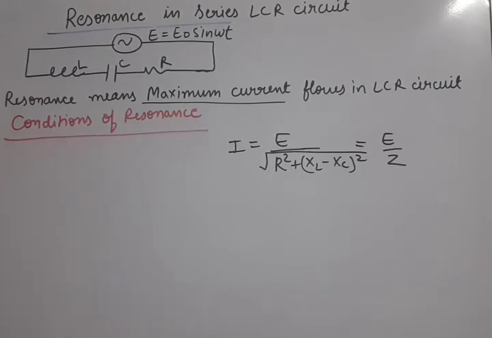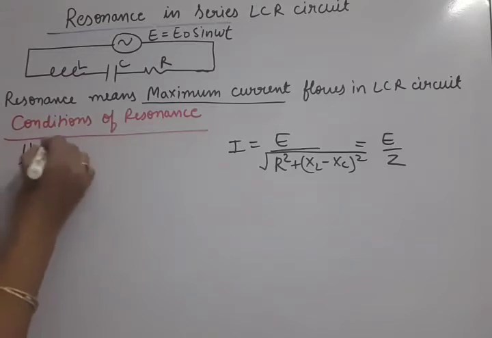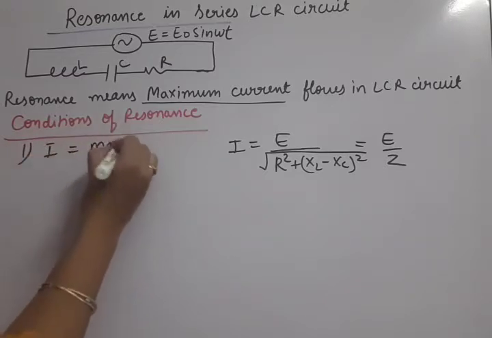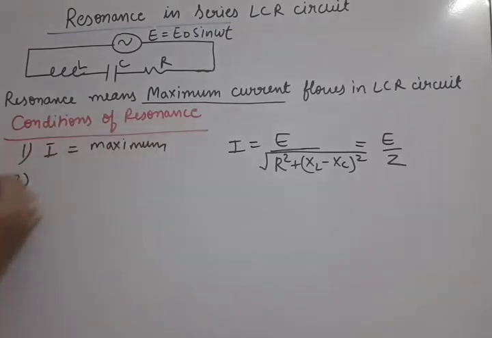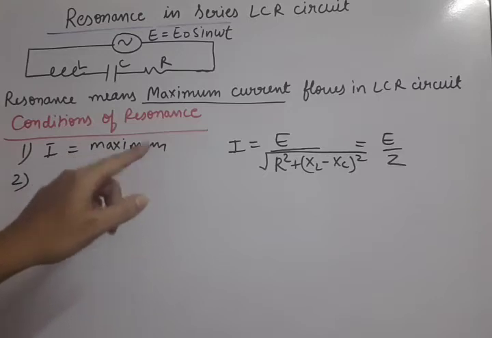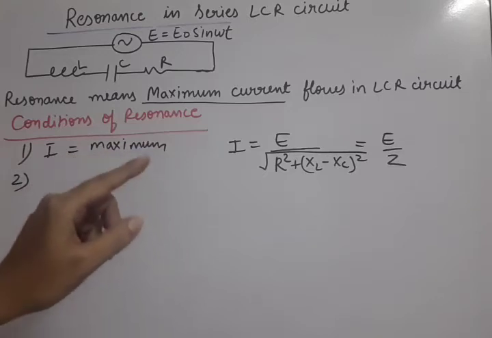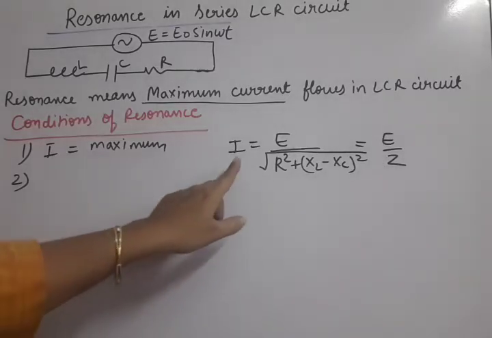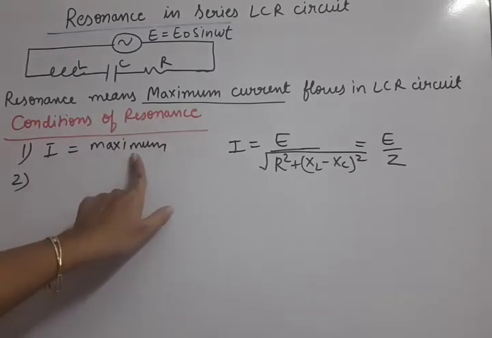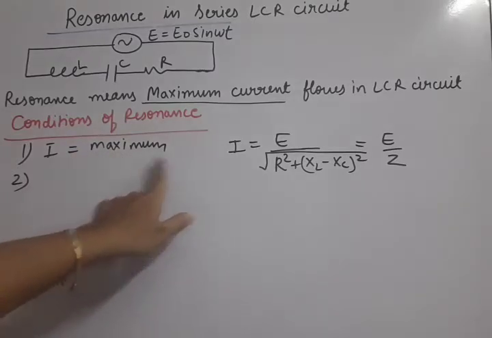As you know, the first condition of the resonance is that I should be maximum. That means in the numericals, if this word is used, that current is maximum at this time, you should understand that the circuit is in resonance, and you have to use resonance formulas for whatever detail is asked.